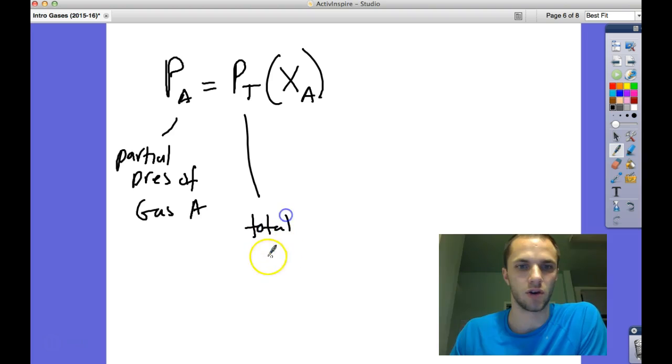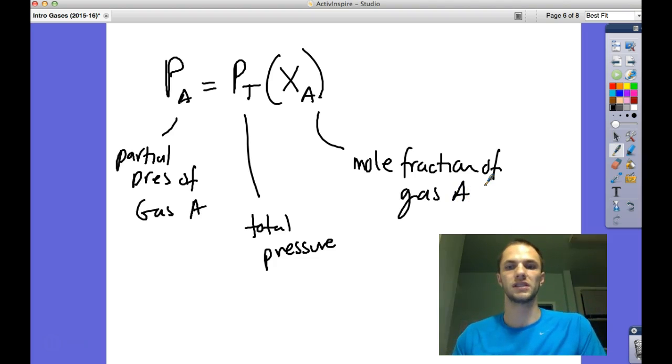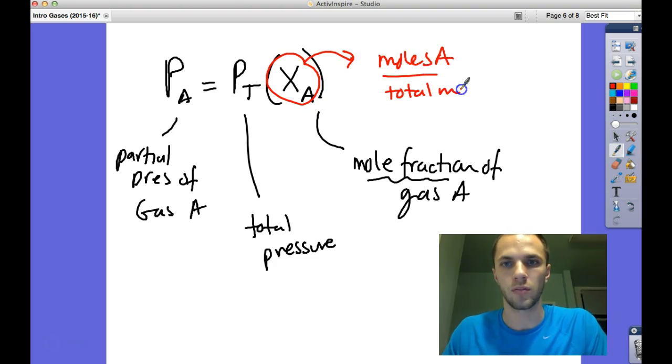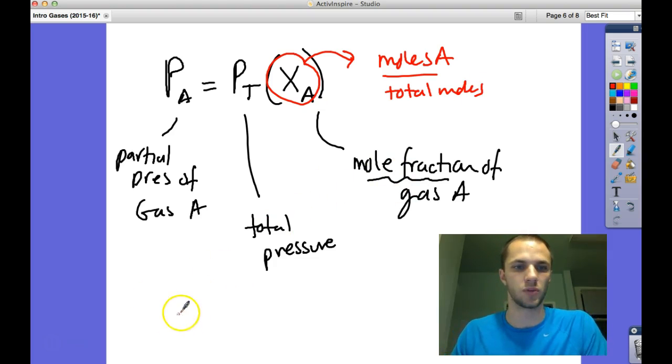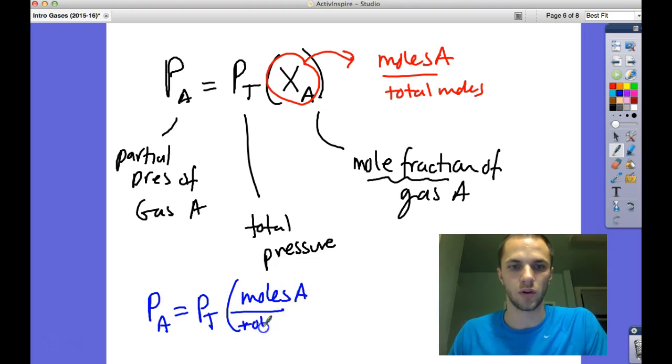This represents the total pressure in the mixture. And this is something that's called the mole fraction of gas A. What that basically means is out of all of the gases in the mixture, what fraction of them are because of gas A? So the way that this is sometimes rewritten is moles of gas A over total moles. So this whole equation could be rewritten down below as the partial pressure of gas A is going to be equal to the total pressure of the gases times the moles of gas A over the total moles.